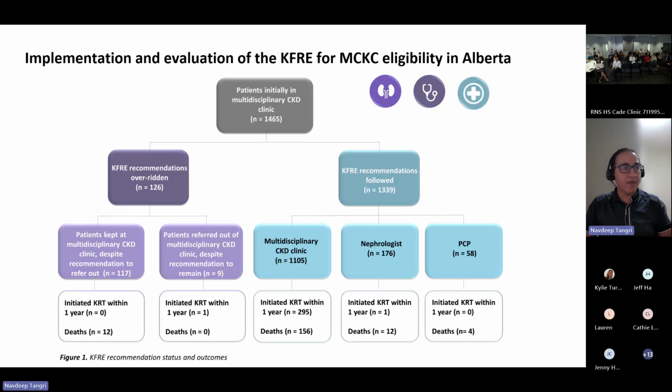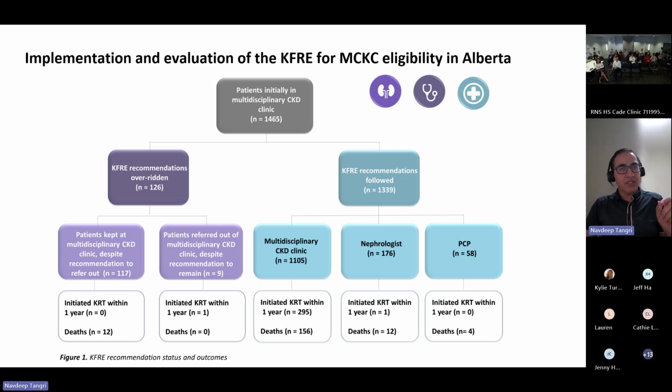Same thing in Alberta. Okay, so here's 1,300 patients, 1,100 who were told, stay in the clinic, your KFRE is high. In 1 year, 295 start dialysis. Do not stay in the clinic, go just to a nephrologist. Within 1 year, 1 out of 176 started dialysis. Your risk is so low, you can just go to your PCP, 0 out of 58 started dialysis. So when we implement the KFRE to triage and determine nephrology care in late stage kidney disease, it's safe, it's effective, it prioritizes people who need that multidisciplinary intensive care.